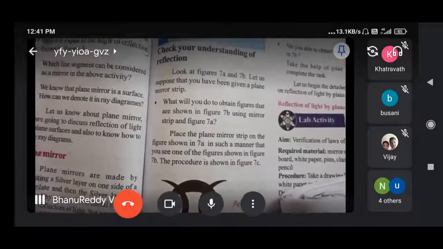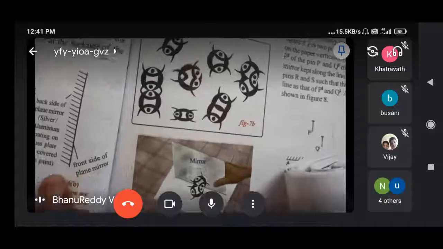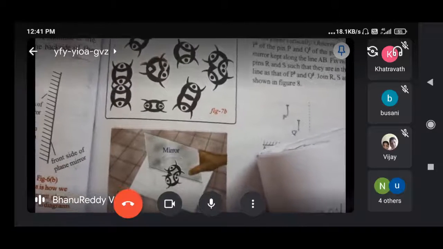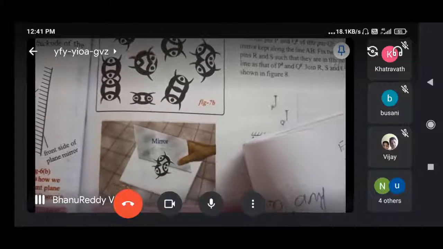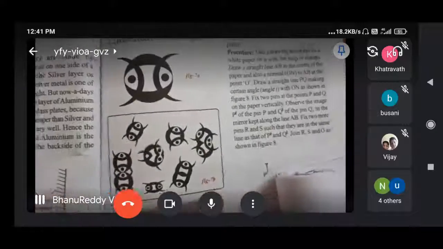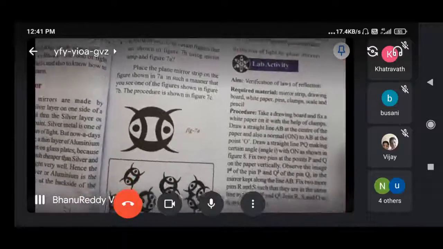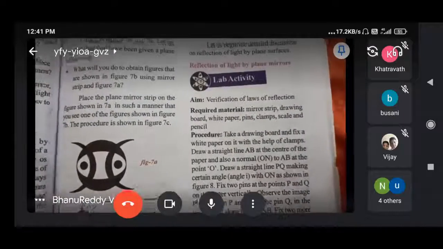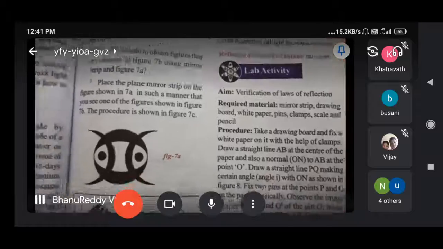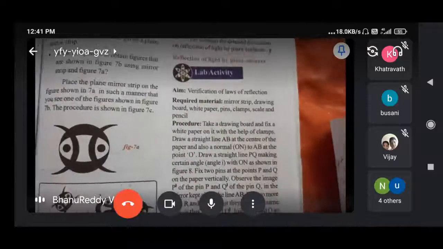And check your understanding of reflection. Here we can understand reflection. So right will become left, and lateral inversion will happen in plane mirrors. So in that manner we can observe the reflection concept. Angle of incidence is equal to angle of reflection, we can also understand from this. So up to here I'll stop. Okay. And tomorrow I'll discuss reflection of light by plane mirrors.